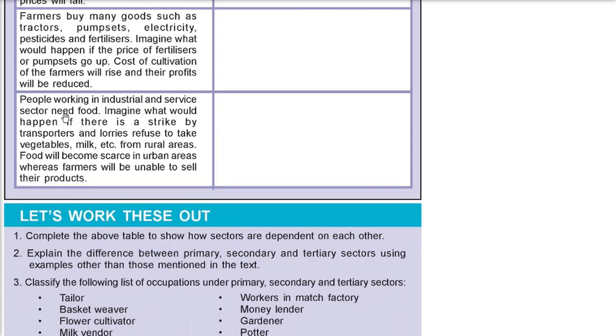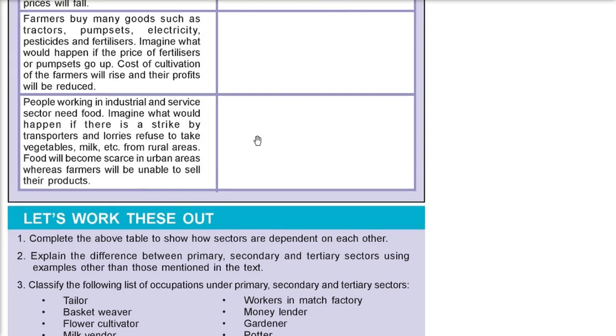Now, one more example, or one more discussion. People working in industrial and service sector need food. Just imagine what happens if there is a strike by transporters and lorries refuse to take vegetables and milk from rural areas. Food will become scarce in urban areas, whereas farmers will be unable to sell their product.